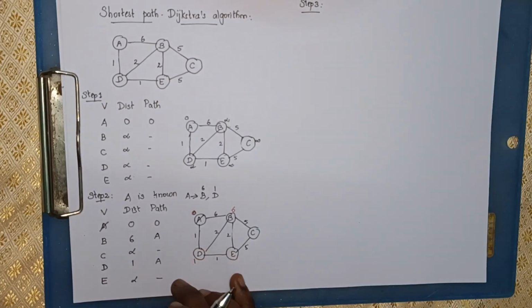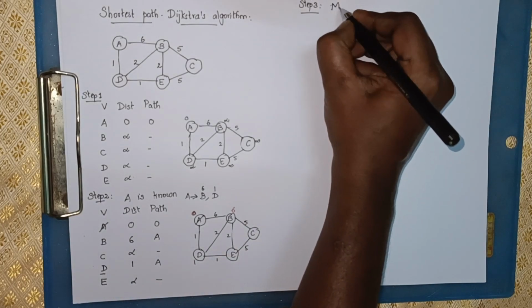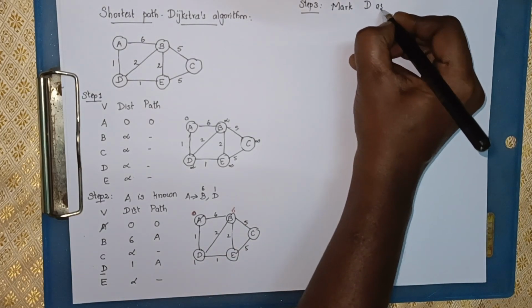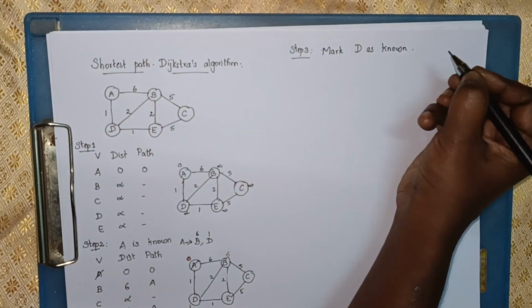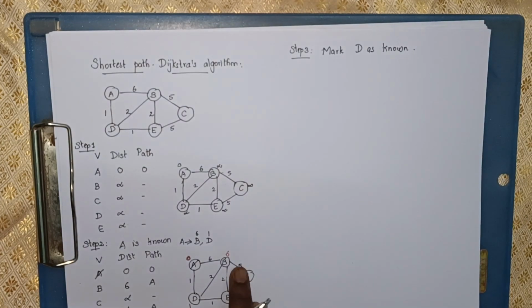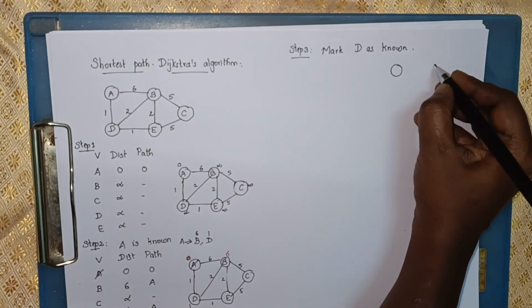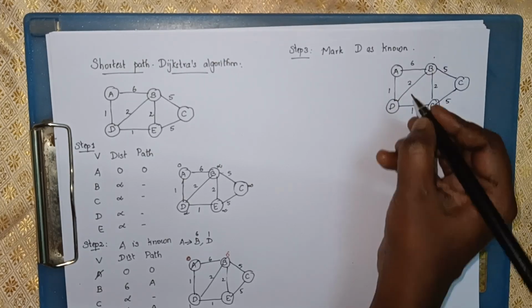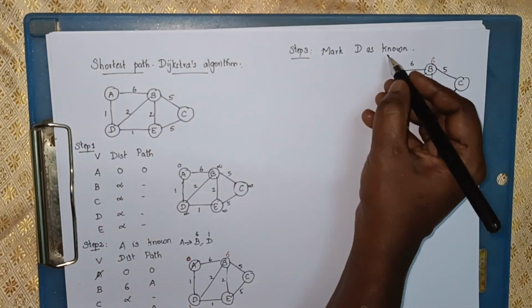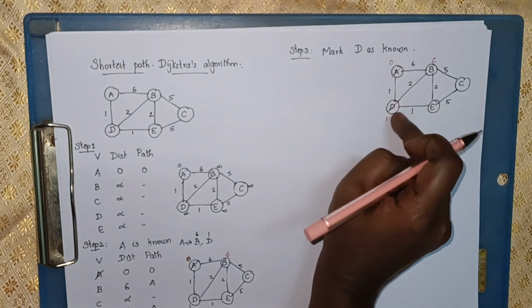So from this table we are going to find out which is the minimum. Now 1 is the minimum distance here. So next we are going to take D as known. So here we are going to mark D as known. So I am going to first draw the picture. Going to mark D as known. Now we are going to see the adjacent vertices of D.